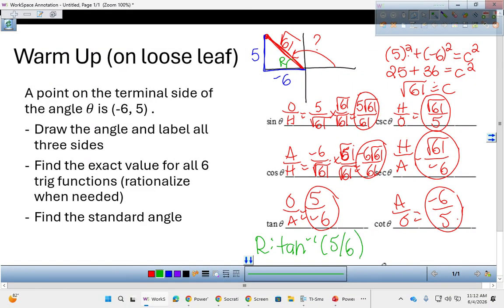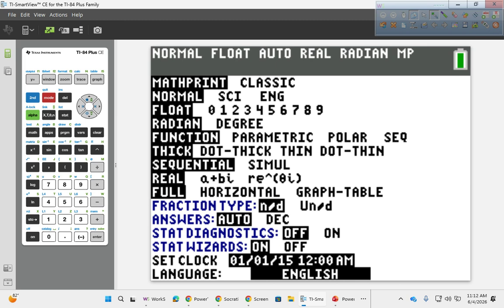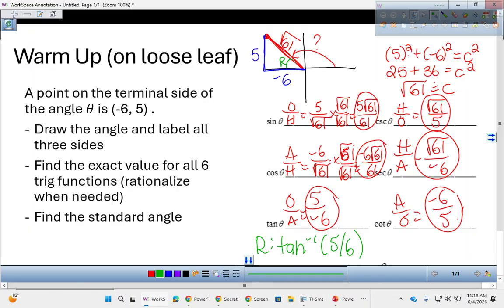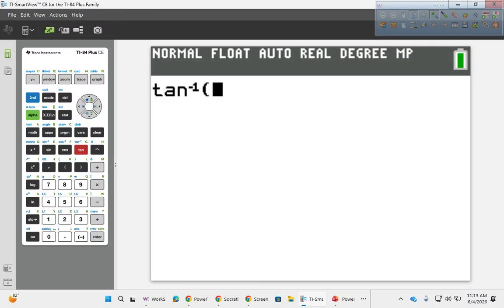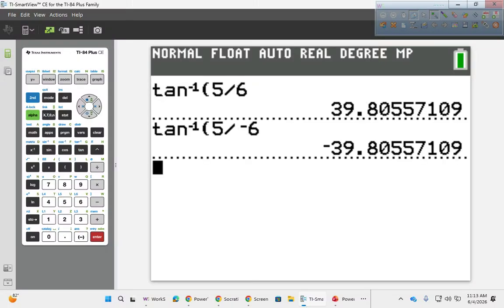If you do tangent inverse of negative 5/6, you're going to see that that's wrong. I'll show you. I know that a reference angle is an acute angle, meaning it's between 0 and 90 degrees. So I'm going to change my calculator to degree mode, and I'm going to do the tangent inverse of 5/6. If you accidentally keep the negative, you're going to see that it's not right.